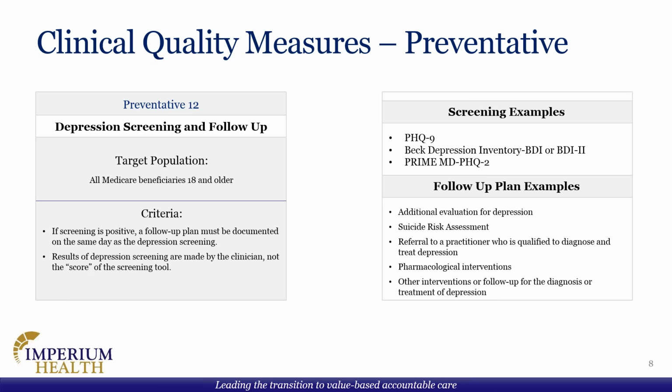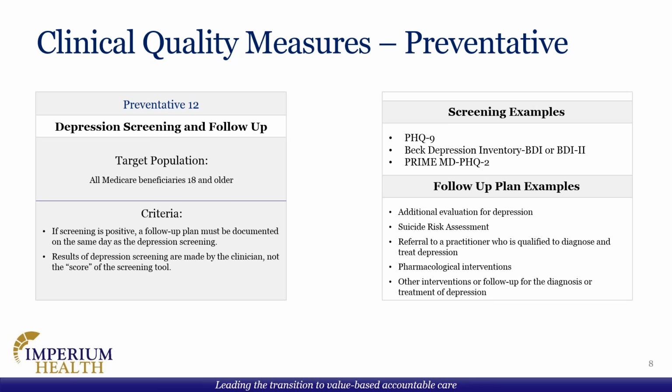The next preventative measure is a depression screening and follow-up. The target population for this measure is going to be any Medicare beneficiary ages 18 and older without a prior diagnosis of major depression. For this measure, it's important to make sure that you're using a standardized screening tool for your patients. That could be a PHQ-9, the Beck Depression Inventory, the BDI test, or it could be the PHQ-2 test. I would advise the group, if you're using the PHQ-2 test and the patient tests positive for either of those first two questions, it's recommended that you do the full PHQ-9 test to ensure that we're accurately screening the patient for depression.